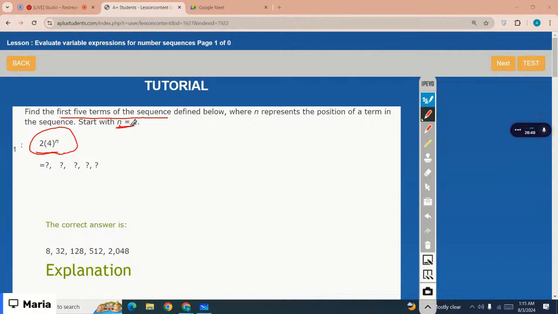We have to start with n equals 1. Basically, we are going to replace the n with different values, from 1, 2, 3, 4, 5. So 4 exponent 1 is 4 and 4 times 2 is 8. So the first number in the sequence is 8. For the second number, replace the n with 2. So that is 4 squared. 4 squared is 4 times 4 is 16. You have to do 16 times 2, that is 32.